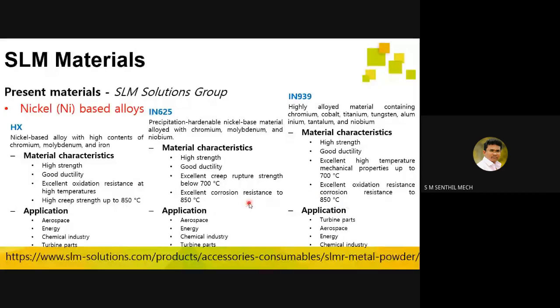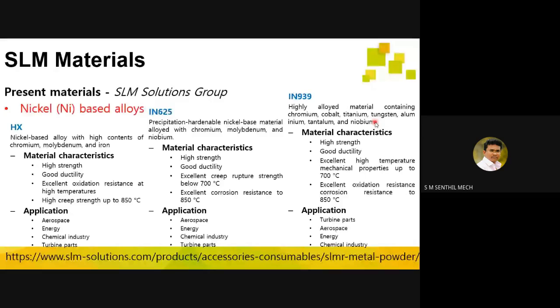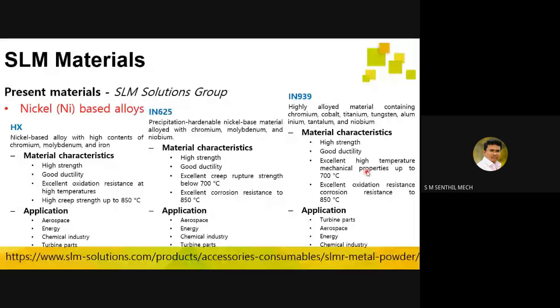The reason is, if you want a 3D printed component which is used in high temperature applications, you'll be going for these types of nickel-based alloys. Similarly, in 939, you'll have chromium, cobalt, titanium, tungsten, aluminum, tantalum, and niobium. So there are a variety of applications where you can go for a combination of both. Here it has high mechanical properties even at 700 degrees Celsius, and high corrosion resistance even at 850 degrees Celsius.